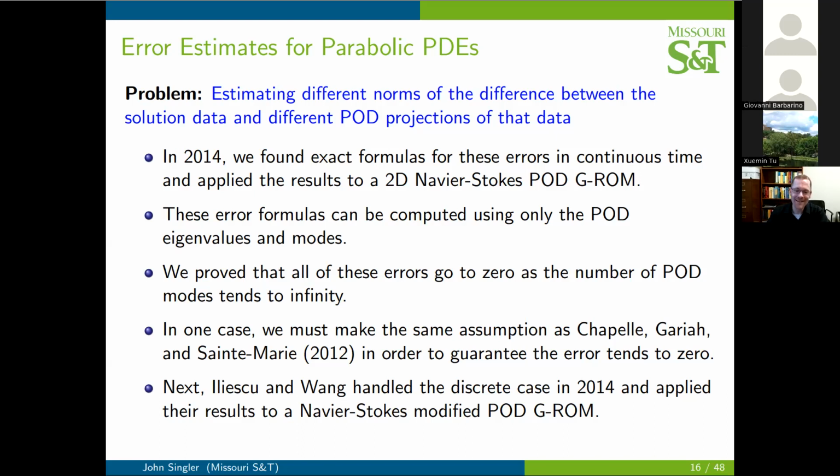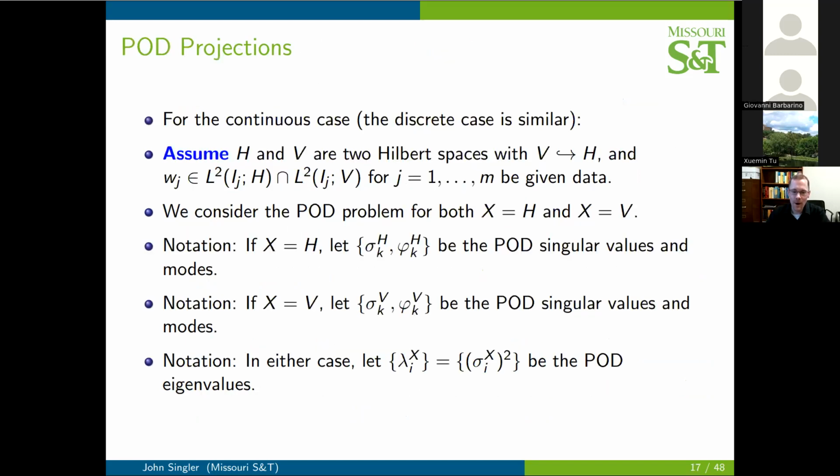Then Tryon and Julong dealt with the discrete case shortly after that, and again looked at the Navier-Stokes modified equations. I want to give a little bit of detail back on that paper, because I'm going to build off some of the ideas as I go forward. So let me give some ideas for the continuous case.